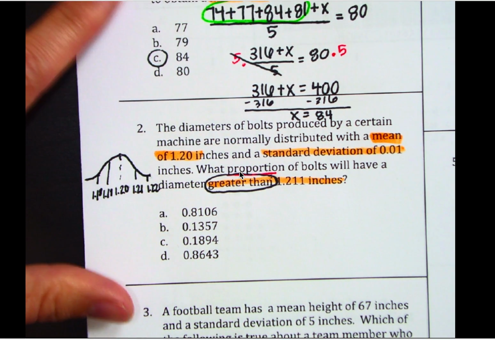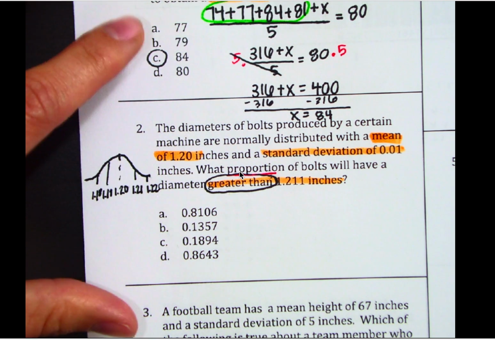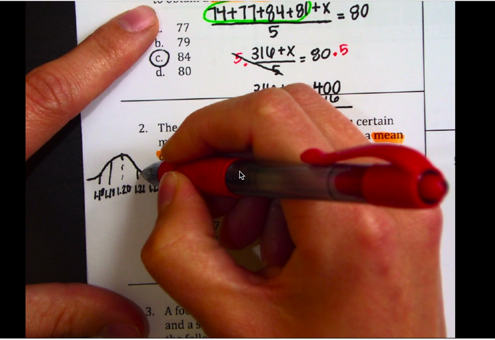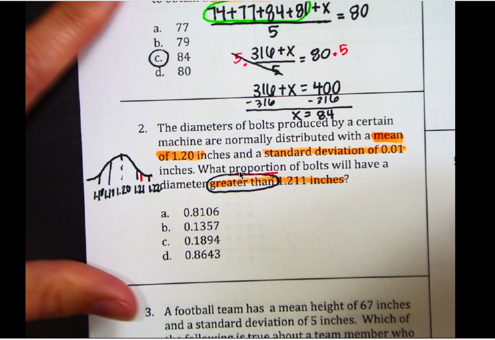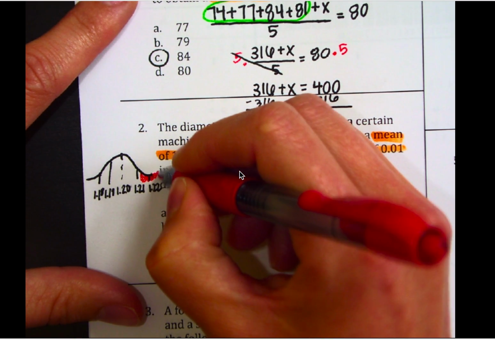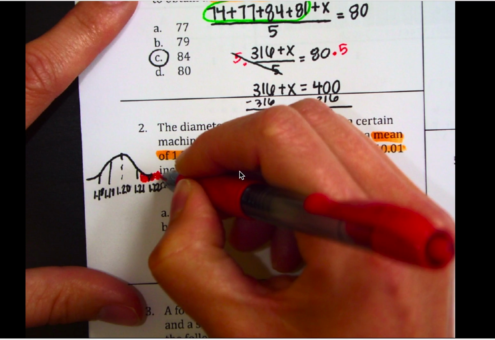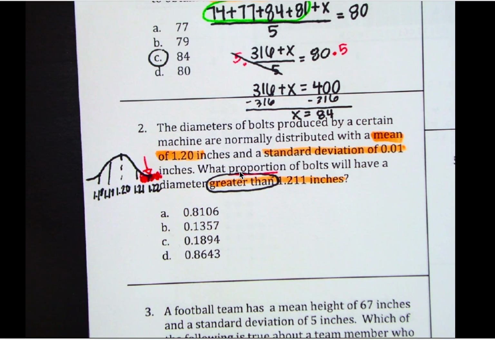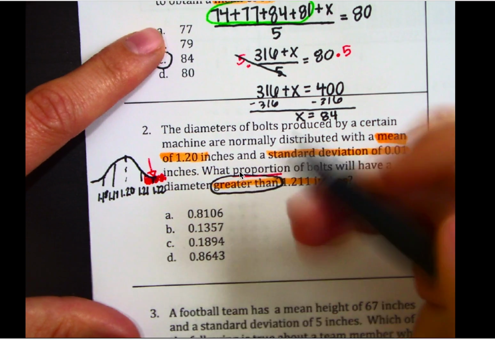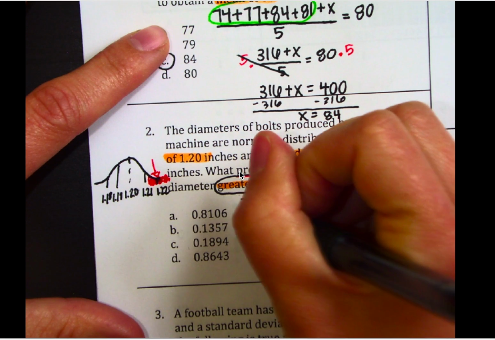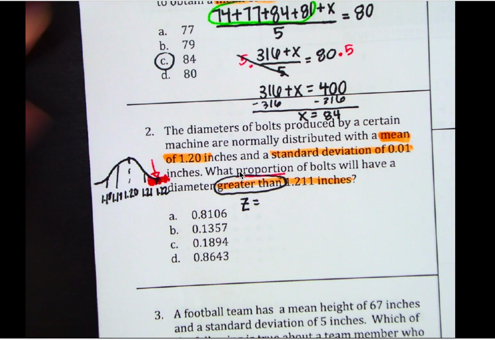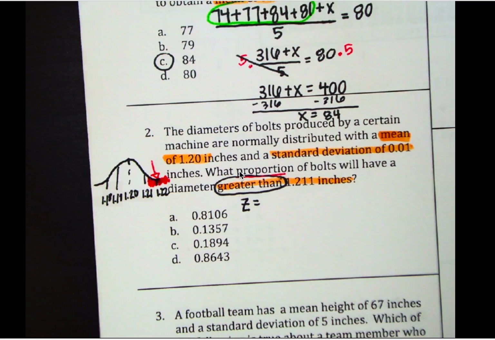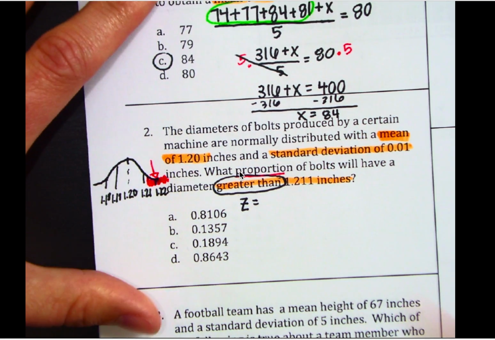And then they want to know 1.211, which would be about right here for my value, and what's greater than that. If we drew this visual, they would want to know the area that's shaded over here to the right, or greater than. So we're going to use our z-score formula, because we are going to need to use our table to find that area of the shaded, or greater than.